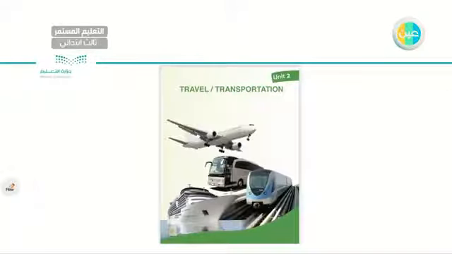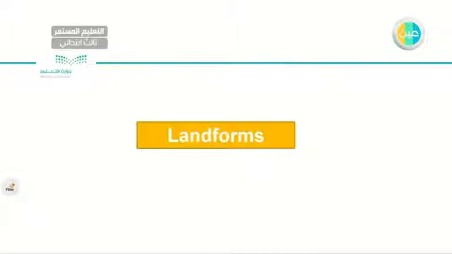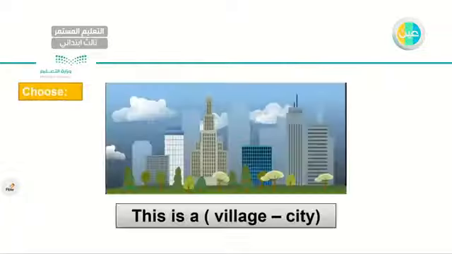Bismillah. So this is the cover of our unit, Unit 2, Travel and Transportation. This is lesson number 4. Let's revise the landforms that we have. How about this one? If I ask you, my dear student, what is this? Is it a village or a city? What do you think? It's a city. Very good. It is a city, because as you can see, I have huge buildings here. I have streets. So this is a city.